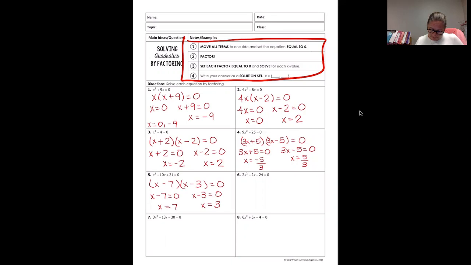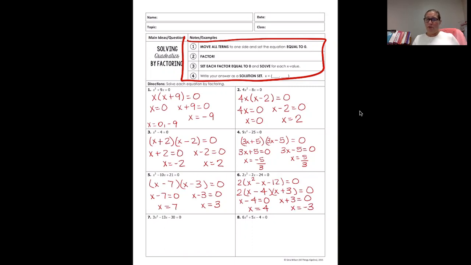We have a GCF of 2 in number 6. 2 times x squared minus x minus 12 is equal to 0. So two sets of parentheses. Don't forget that 2 out front. X and x. What multiplies to give us negative 12 and combines to give us negative 1 is negative 4 and positive 3. We don't need to set 2 equal to 0 because 2 cannot be equal to 0. So x is 4 and x is negative 3.